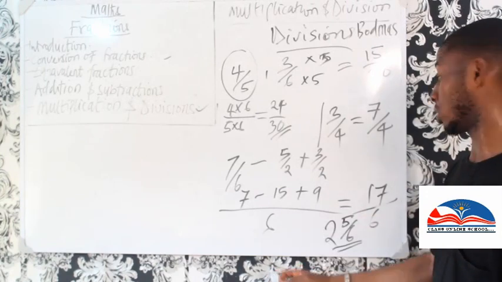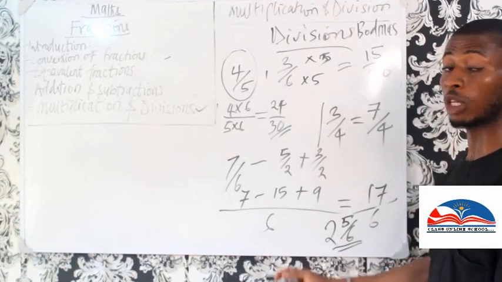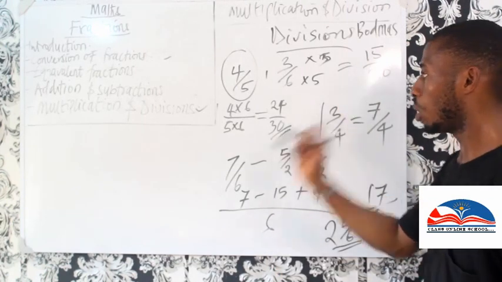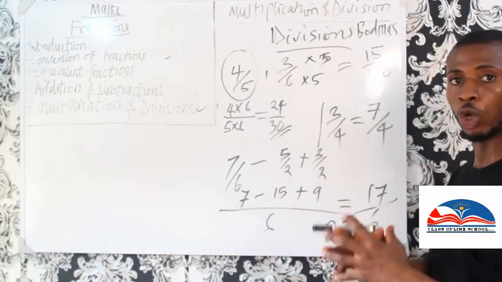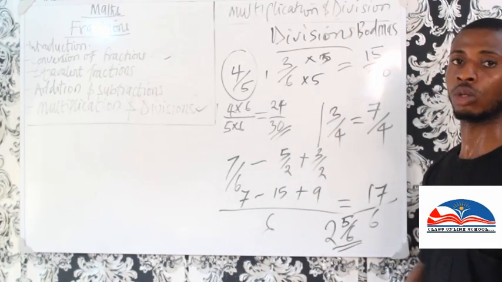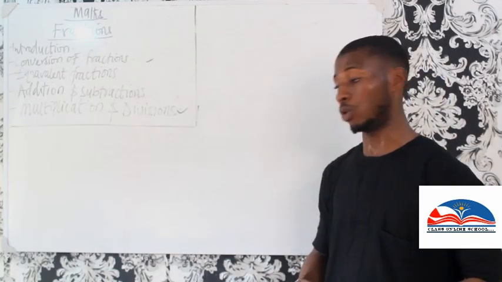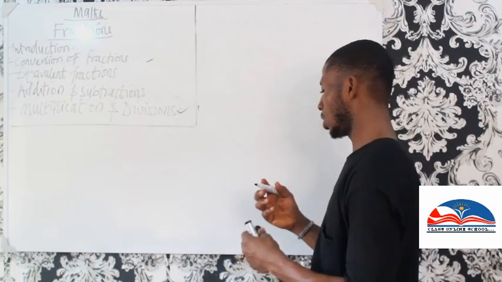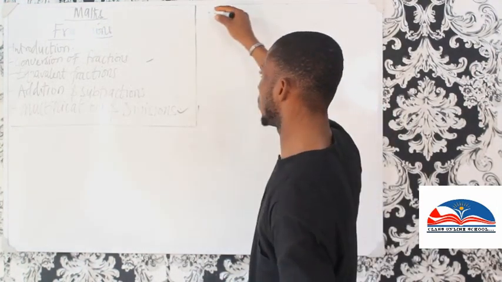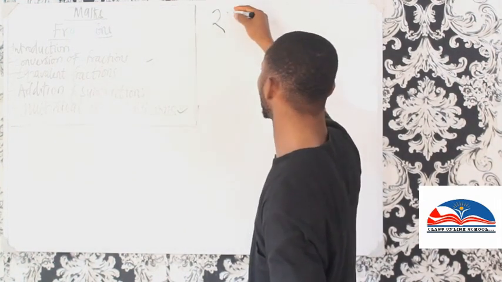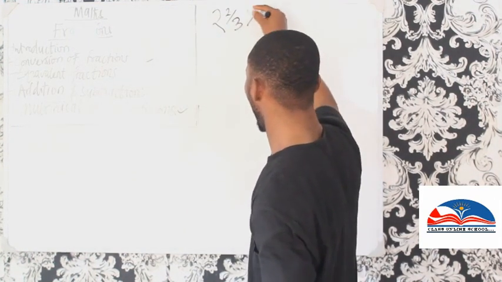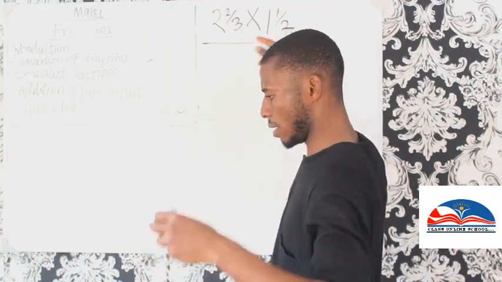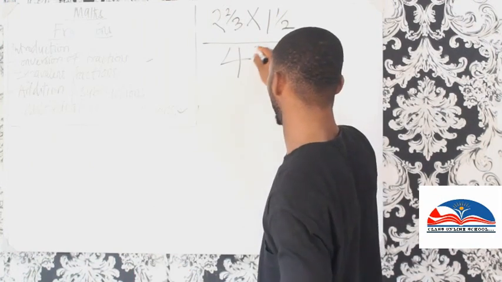You see the scenario. This one has addition and multiplication, all in the same question. Okay, let us look at multiplication and division, all joined in a single question. Let's look at some other examples on multiplication and division in fractions. Example like 2 whole number 2 over 3 times 1 whole number 1 over 2, all divided by 4 whole number 4 over 5.